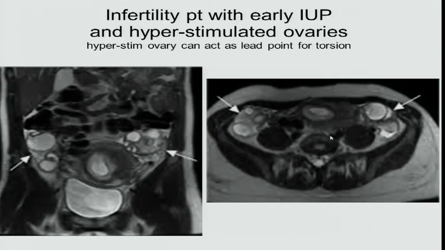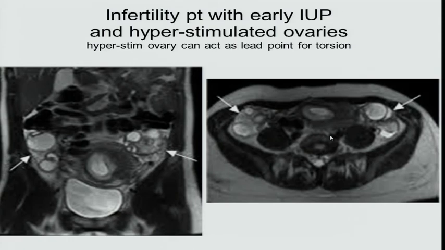Okay, so here is an infertility patient with an early intrauterine pregnancy, and then she has big cysts on both sides of the ovaries. So she's got ovarian hyperstimulation. So this is what, remember, we were talking about our algorithm at the beginning. Like we need to anticipate what's going on with this patient.